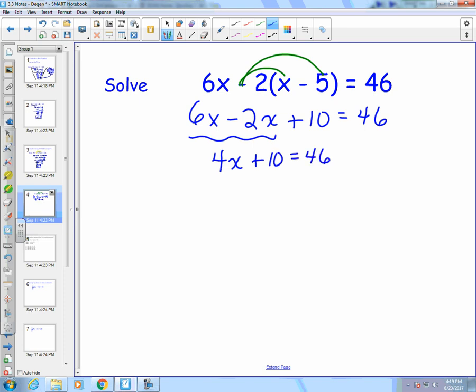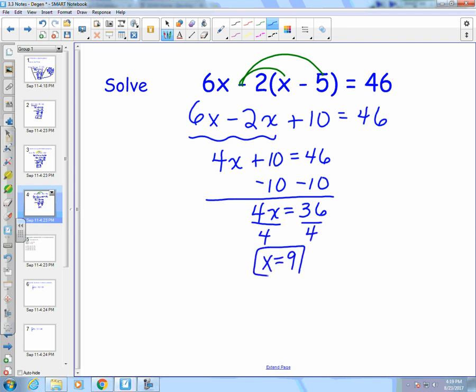Let's start undoing what is being done. We have adding 10, so we need to subtract 10 on both sides. That leaves us with 4x is equal to 36. And now we will undo the multiplication, and we will divide by 4 on both sides, so we have x equals 9 as our final answer.